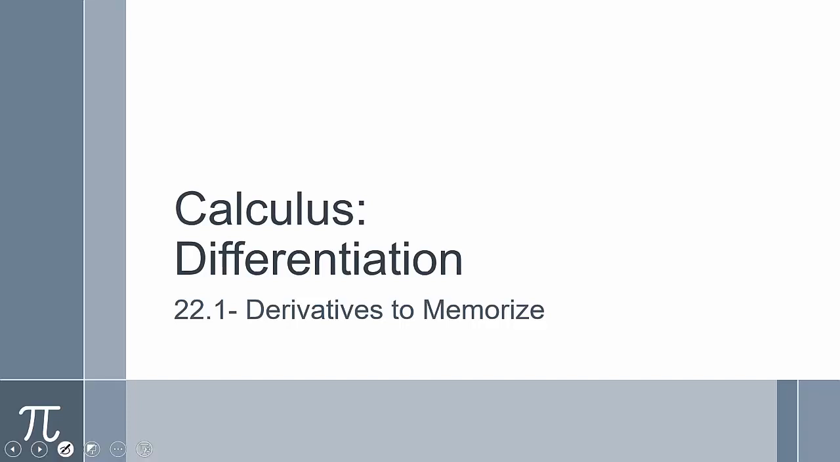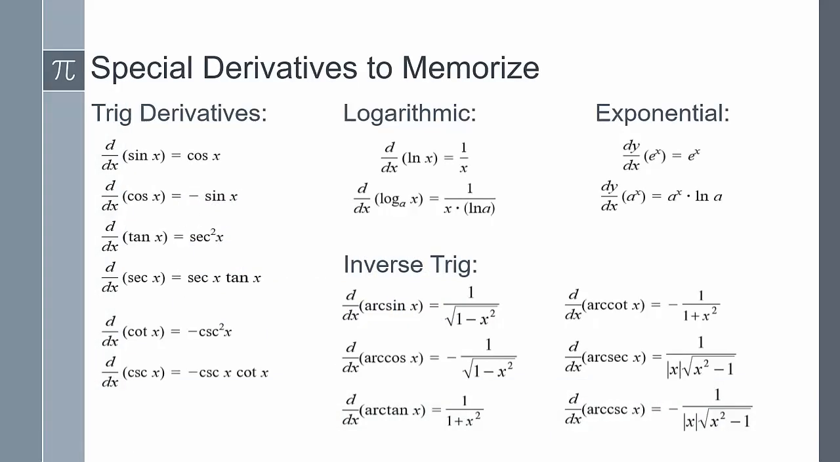This is section 22-1, and we're going to take a look at special derivatives that we need to memorize. I know, it's a lot, but these are going to be the list of special derivatives that we're going to have to memorize. They're going to show up in different ways, in different fashions throughout the rest of class. These are all the different derivatives, and I've categorized them for you. We have trig derivatives, logarithmic, exponential, inverse trig.